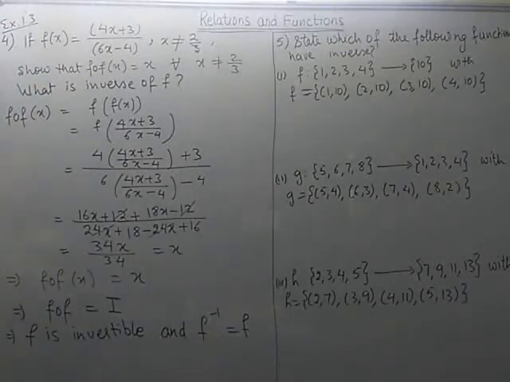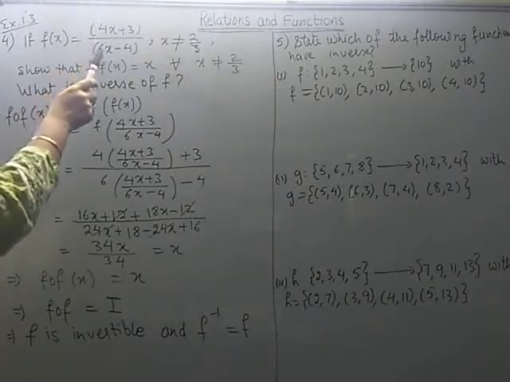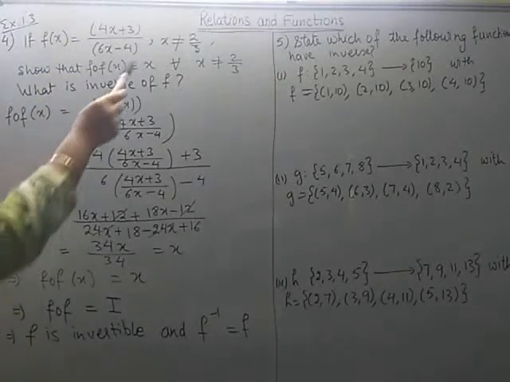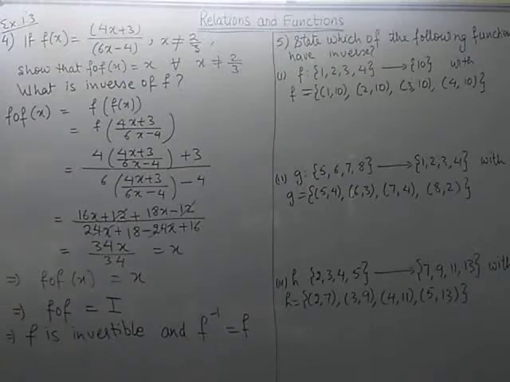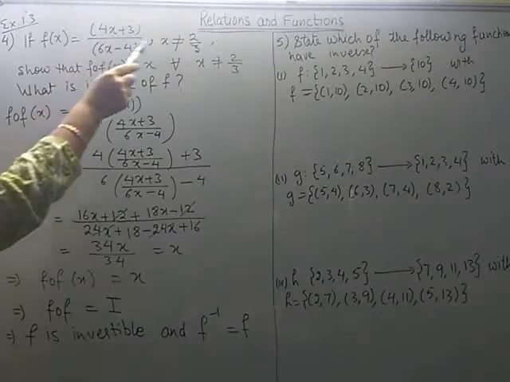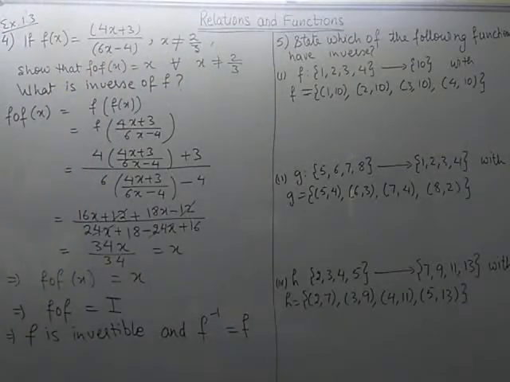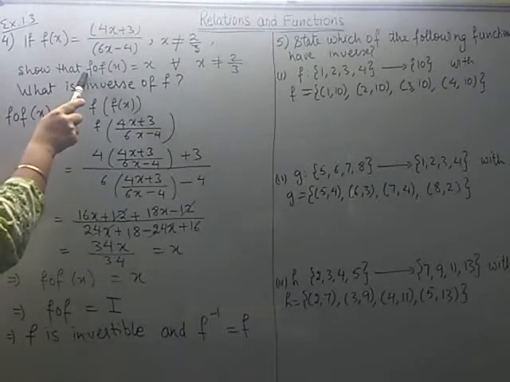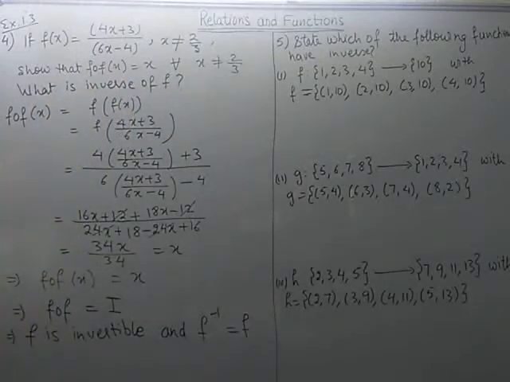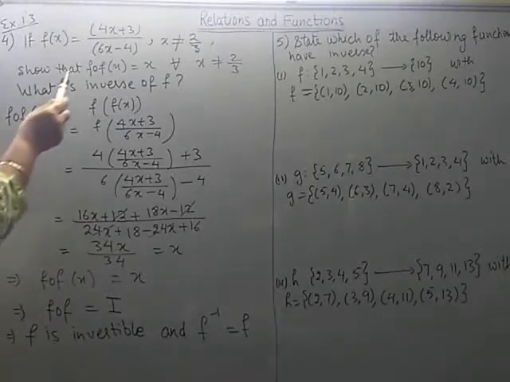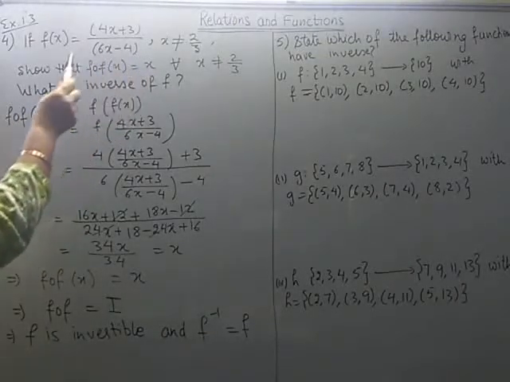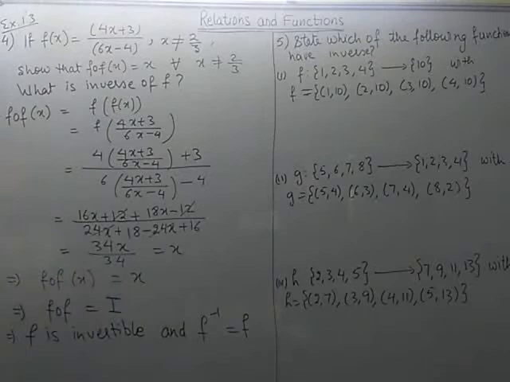According to the question, a function f(x) is given as (4x + 3)/(6x - 4), provided x is not equal to 2/3, as it will reduce the denominator to 0 and the function takes indeterminate form. So x can be any real number other than 2/3. Under this condition, we need to prove that composition of f with itself will be equal to x. Okay. Again, x is not equal to 2/3. Once we are able to get this result, we have to make out what will be the inverse of f.